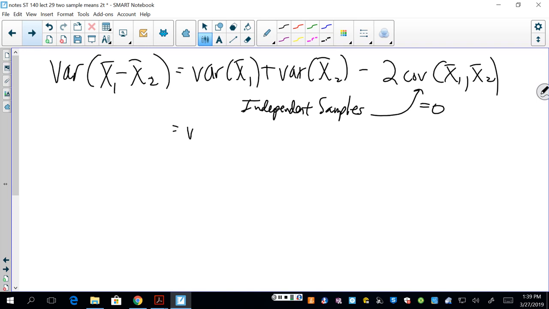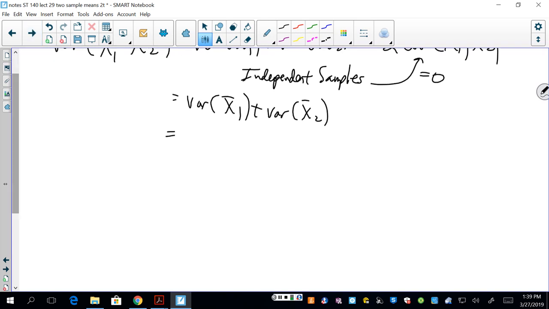So we just have the variance of the first average plus the variance of the second average. And mathematically, by probability theory, the variances of these two things add together. Right? And the variance of x bar 1 is sigma 1 squared over n1, and this one is sigma 2 squared over n2, where these are the population variances.